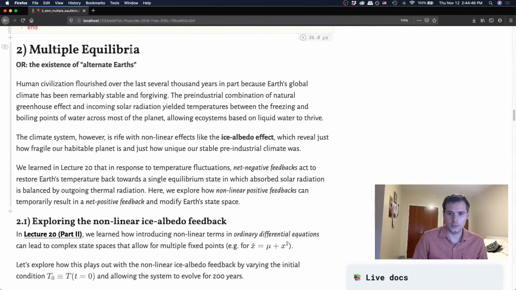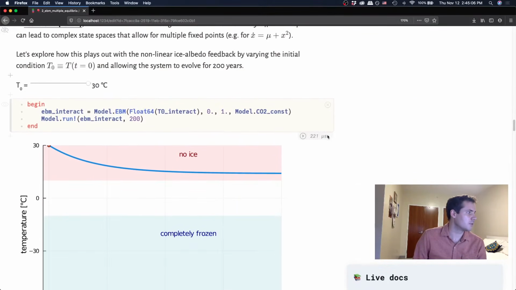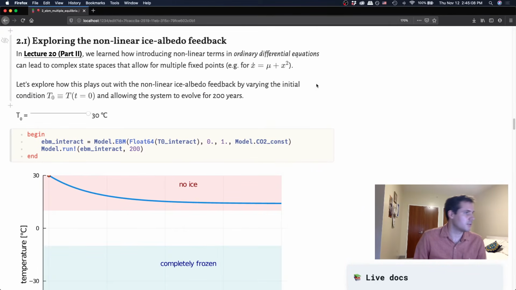And if you saw Dave Sanders' lecture on Tuesday on nonlinear dynamics and fixed points, basically these multiple equilibria you can think of as multiple fixed points. And we'll see that there's both unstable and stable ones. All right, so let's put this into our model and see what happens.